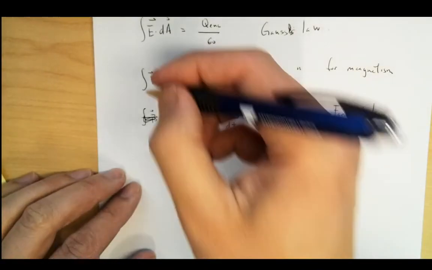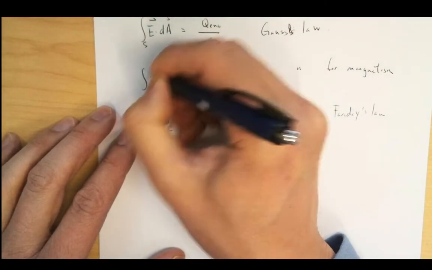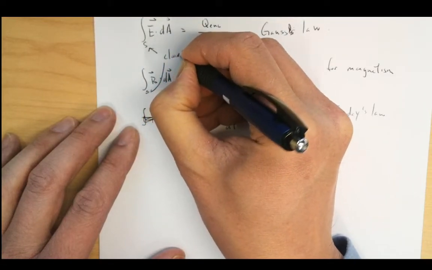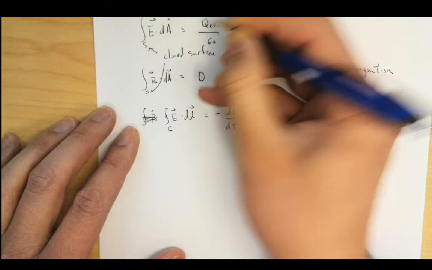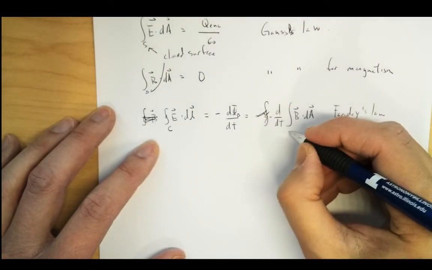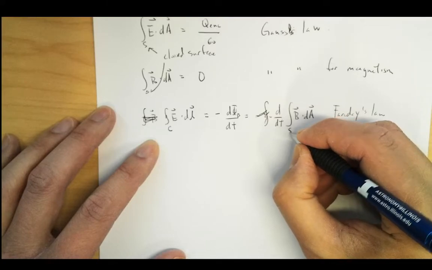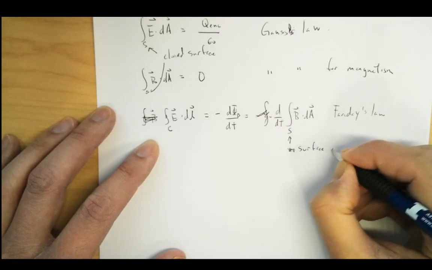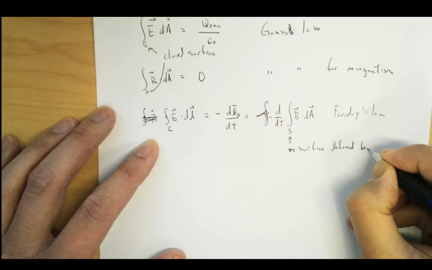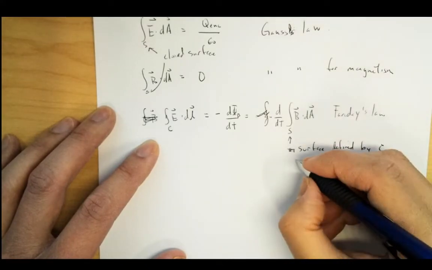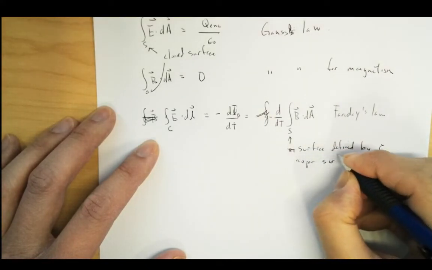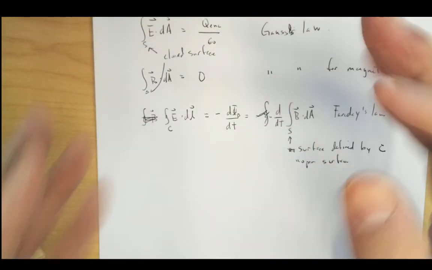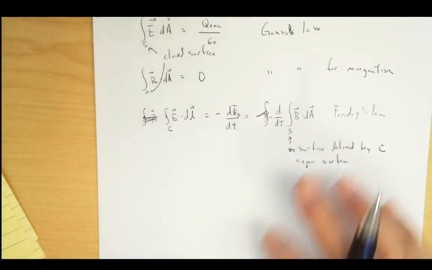I should mention, this is S. S is some closed surface. And this one is going to be S, the surface defined by C. This is an open surface, because C defines the boundary around this. These closed surfaces have no boundary, like a sphere or something like that. They have no boundary.